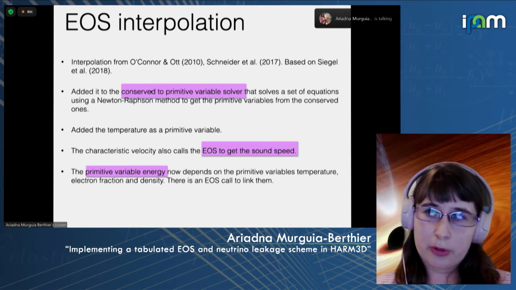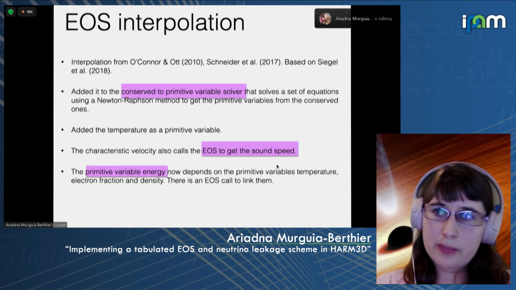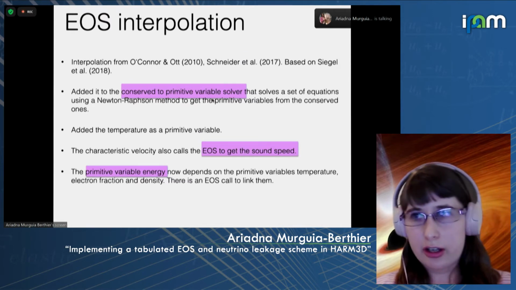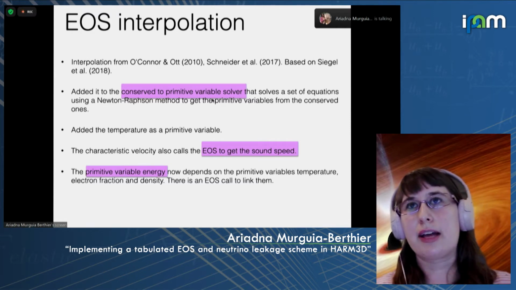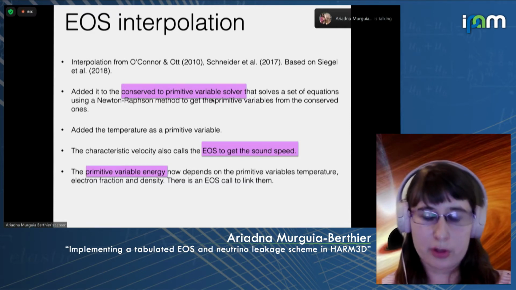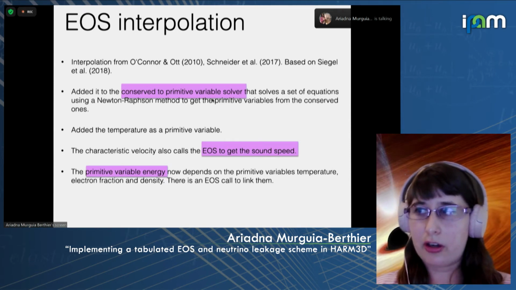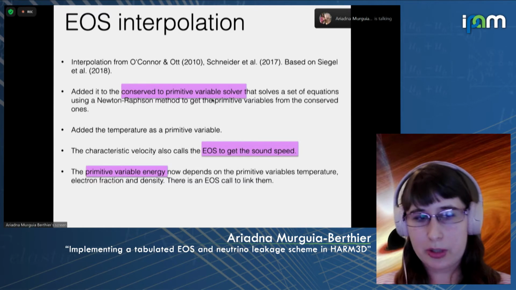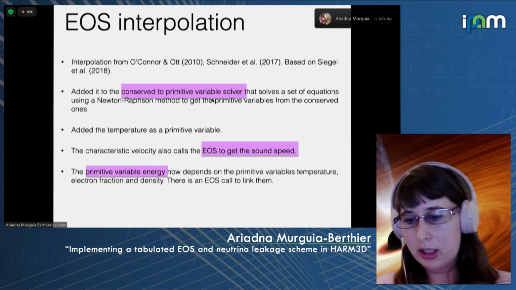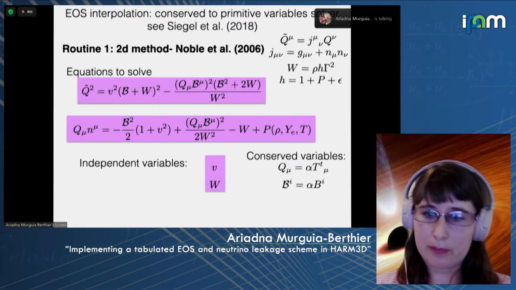I'm going to focus more on the conservative to primitive variable solver, but you also need, of course, the equation of state to get the sound speed. For codes that have GR, it's extremely important to have a routine that can handle a good conservative to primitive solver. Because as you probably know, in GR you have a set of coupled equations, and when you try to go from conserved variables to primitive variables, you have this system of coupled equations. So it's really difficult to solve them, and you need to be very clever as to how you're solving them.